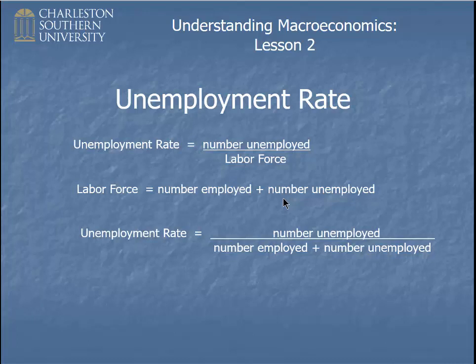So you could, by substitution, rework this definition up here, this formula, and write it like this: the unemployment rate is equal to the number unemployed divided by the number employed plus the number unemployed. Sounds a little odd to read it that way, but just remember that this thing right here, the number employed and the number unemployed, is the labor force.